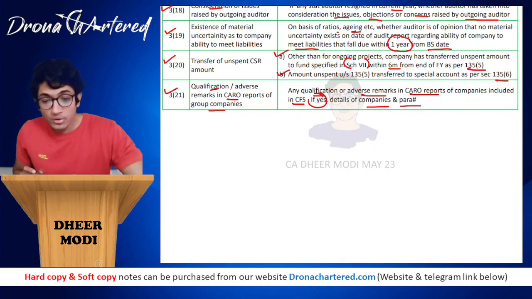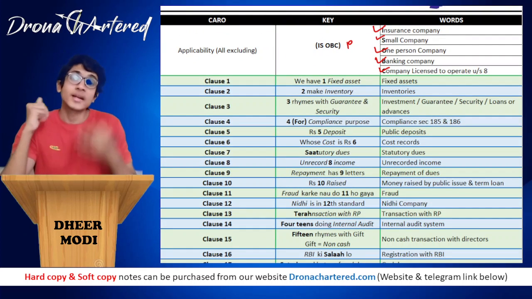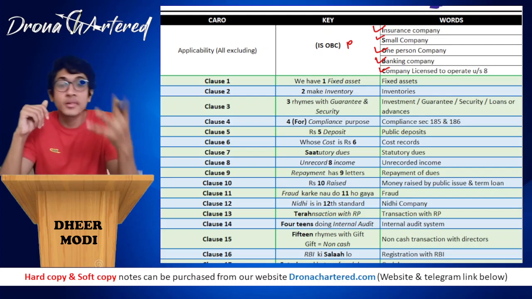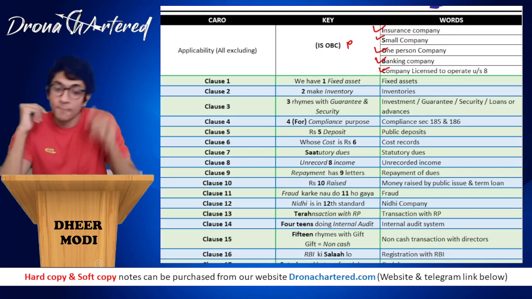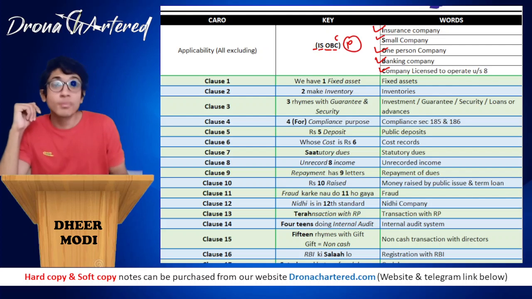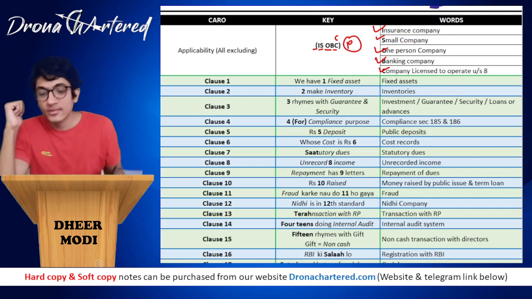With this, we are done with CARO 2020. But wait. We still have to learn the clauses. As we did in the starting, applicability is to all companies, including foreign company, but excluding OBCSP. So I stands for insurance company, S stands for small company, O stands for One Person company, B stands for banking company, C stands for Section 8 company, and P is your private company where 3 limits were given. So these are the companies to whom CARO 2020 is not applicable.